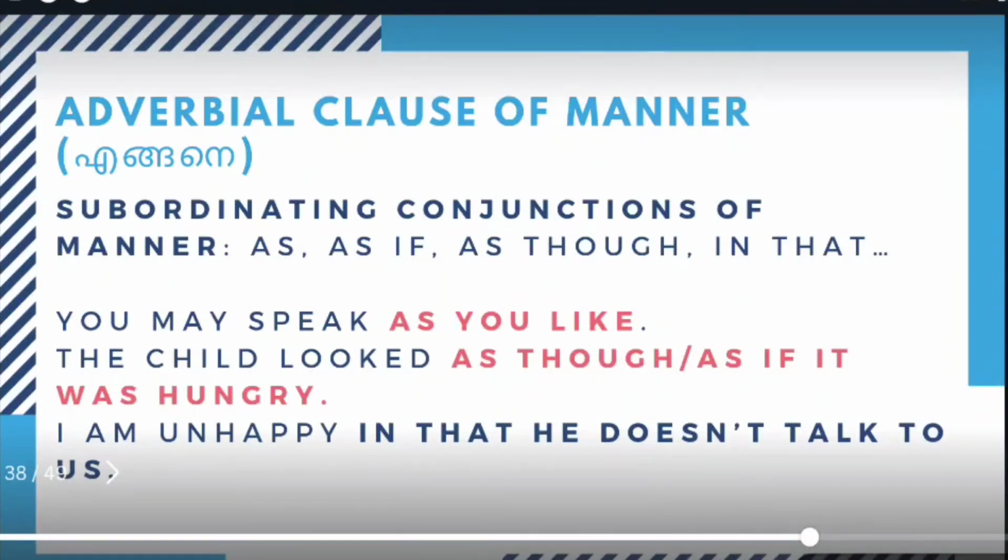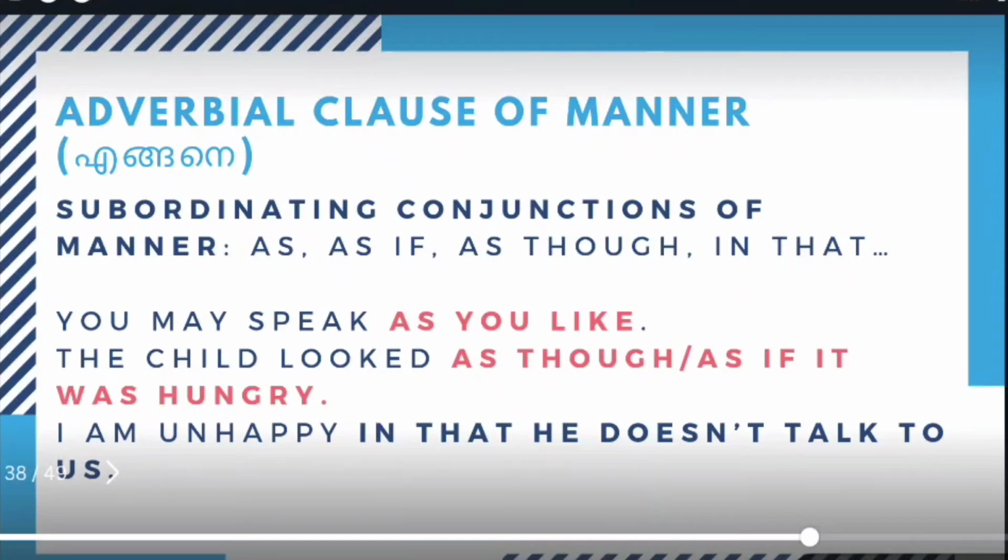Now let's discuss the third type of adverbial clause, and that is adverbial clause of manner. Adverbial clause of manner describes the quality of action. എങ്ങനെ എന്ന ചോദ്യത്തിന് ഉത്തരമാണ് adverbial clause of manner, and it begins with subordinating conjunctions like as if, as though, in that, etc. Let's look at the examples.